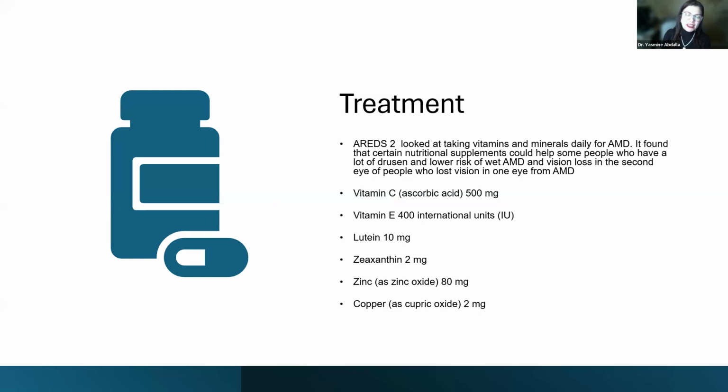The AREDS 1 formula contained beta-carotene, which is obviously carcinogenic to smokers. They took this out from the AREDS 2 and replaced it with lutein and zeaxanthin, in addition, obviously, to vitamin C, E, zinc, and copper.